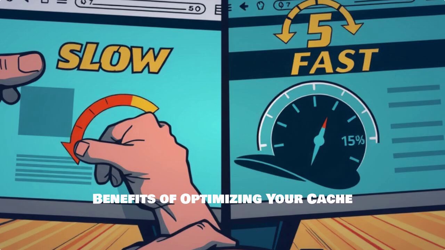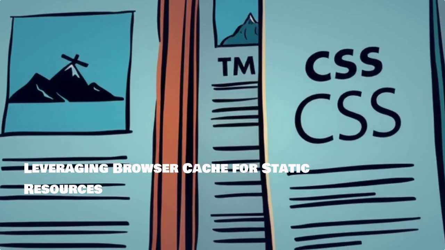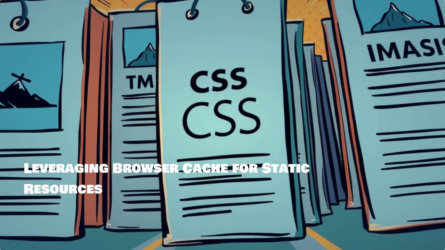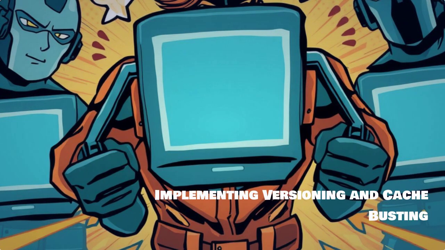It's a win-win. Setting the right cache control and expires headers is essential. These configurations will dictate how your resources are cached. Make the most out of your browser cache by leveraging it for static resources such as images, CSS, and JavaScript files. Implementing versioning and cache busting ensures your users are always served the latest assets, keeping your cache fresh.